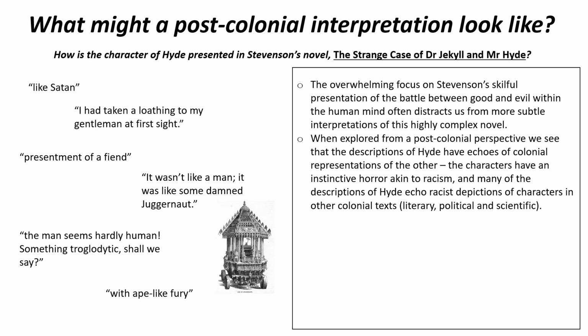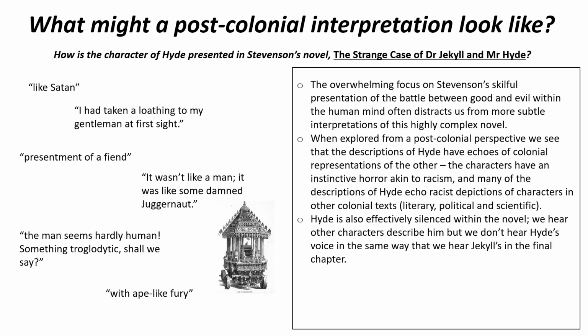If we look at the novel from a post-colonial perspective, we can see that the description of Hyde has echoes of colonial representations of the other. So that instinctive horror that Enfield has when he sees Hyde at the start of the novel is very similar to racism. Many of the descriptions of Hyde echo racist depictions of characters in other colonial texts, so literary, political, scientific texts. So the use of the impersonal pronoun it, the animalistic language, talking about Hyde as being at an earlier phase of evolution, is all very similar to what we see in other colonial sources from the time.